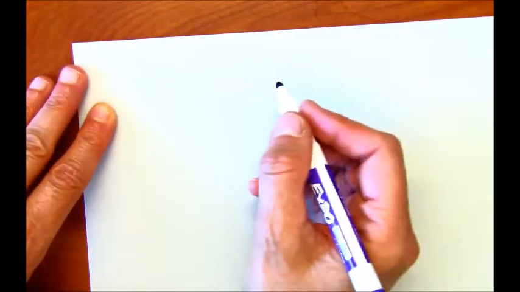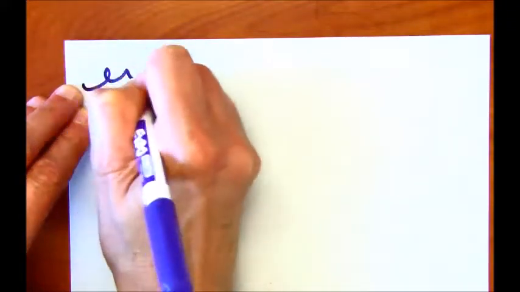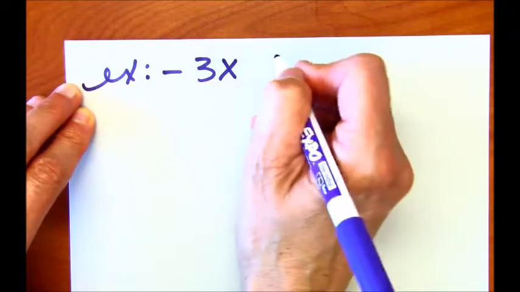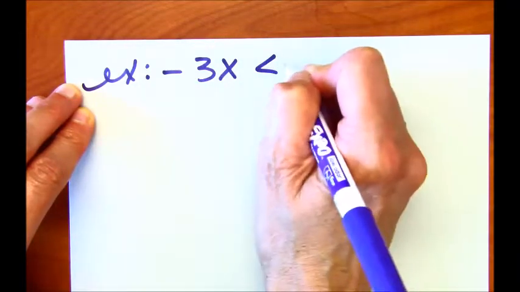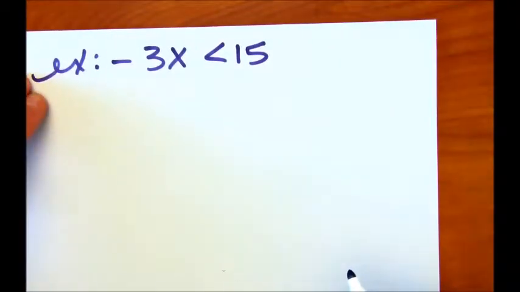All right, let's work with a negative. So let's divide by a negative number. And again, we're going to just make it easy here. So we'll go with negative 3 times a number, and I'm going to say that's less than 15. Okay, negative 3x is less than 15.